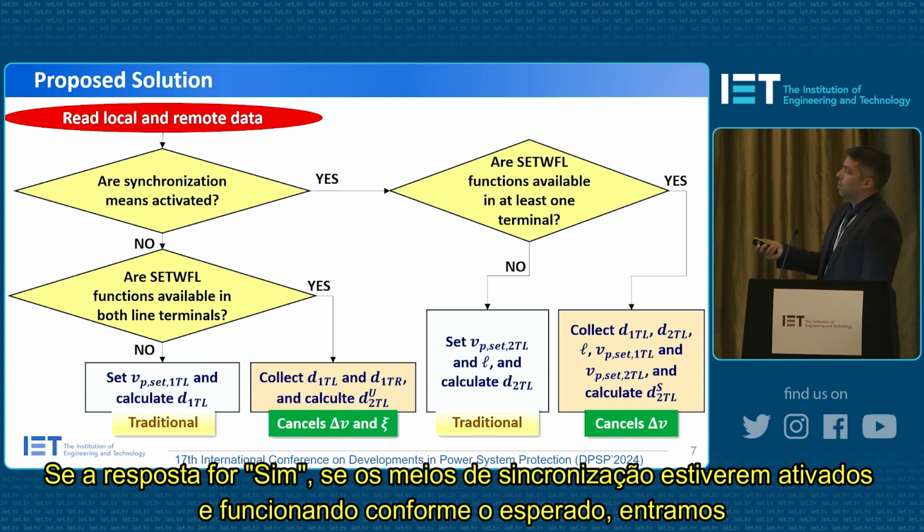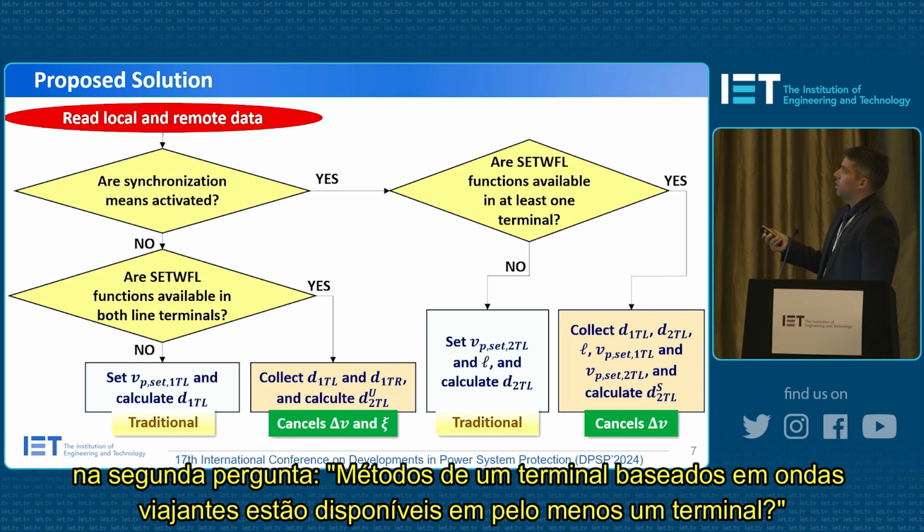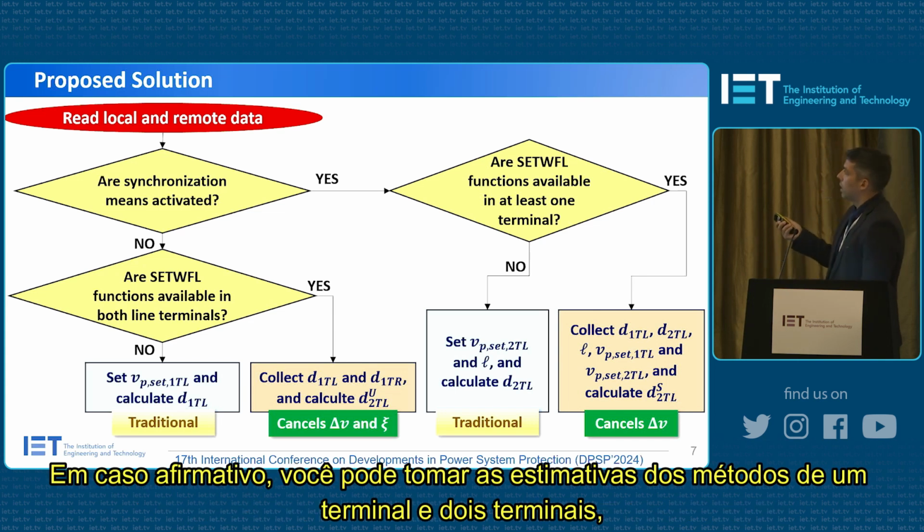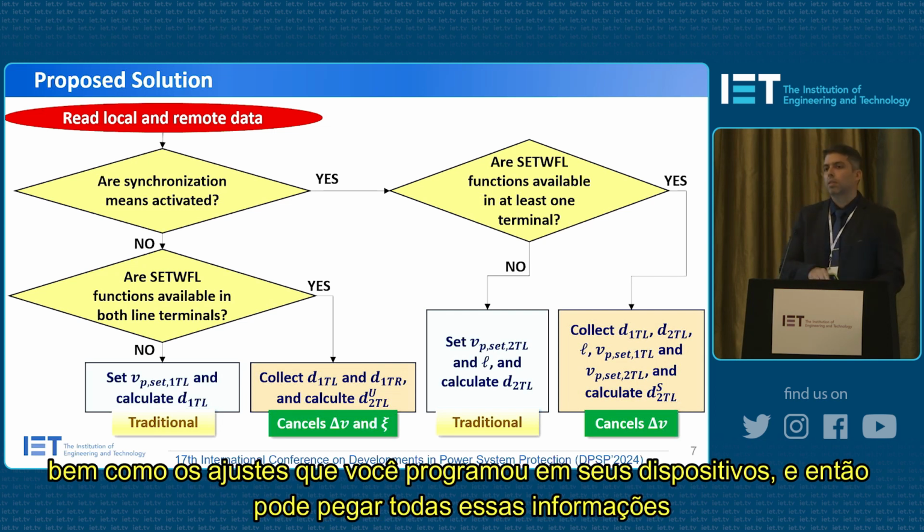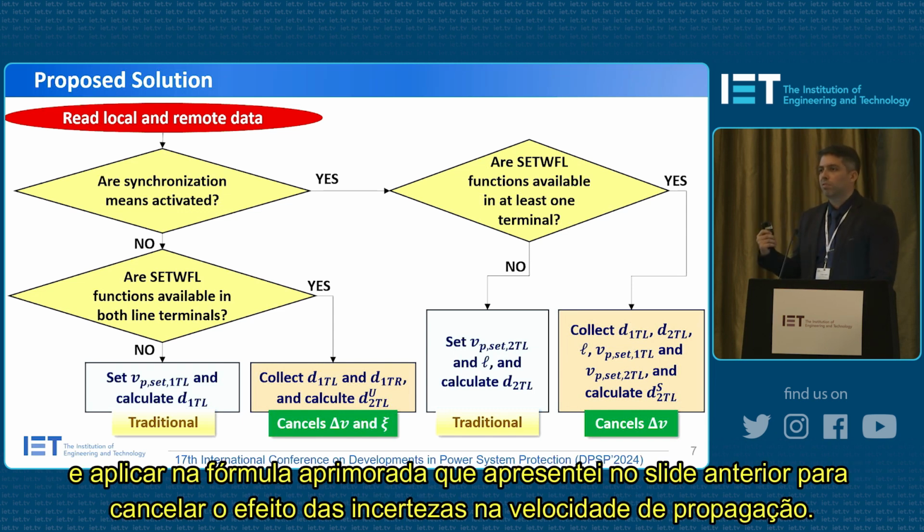If the synchronization means are activated and operating as expected, we enter a second question. Are single-ended traveling wave fault location methods available in at least one terminal? If so, you can take the one-terminal to terminal distance estimations and the settings that you programmed in your device, and use that formula that I presented in the previous slide in order to cancel the effects of the propagation velocity.